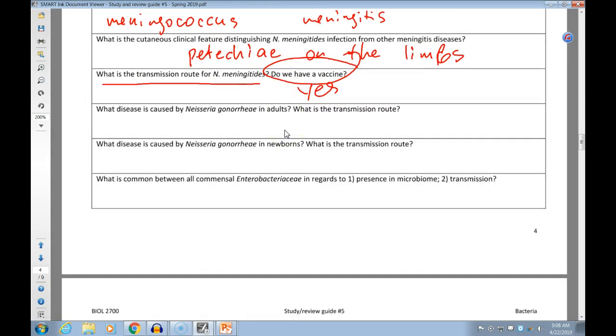Neisseria gonorrhoeae in adults causes gonorrhea. Transmission route, it's an STD. In newborns, it causes conjunctivitis, or ophthalmia neonatorum.